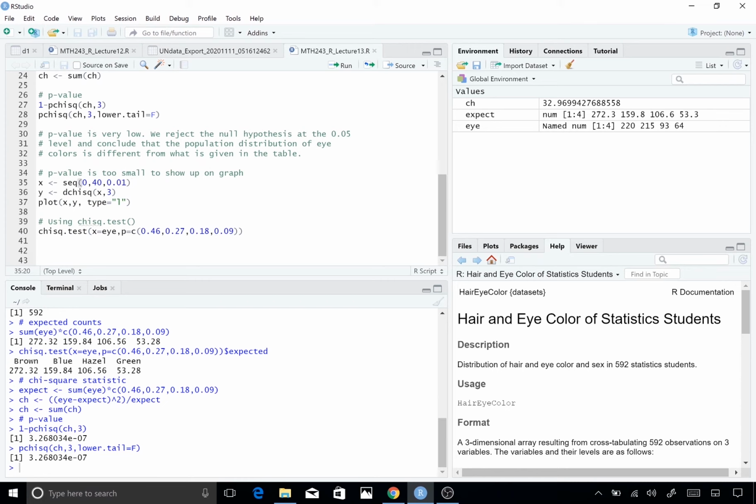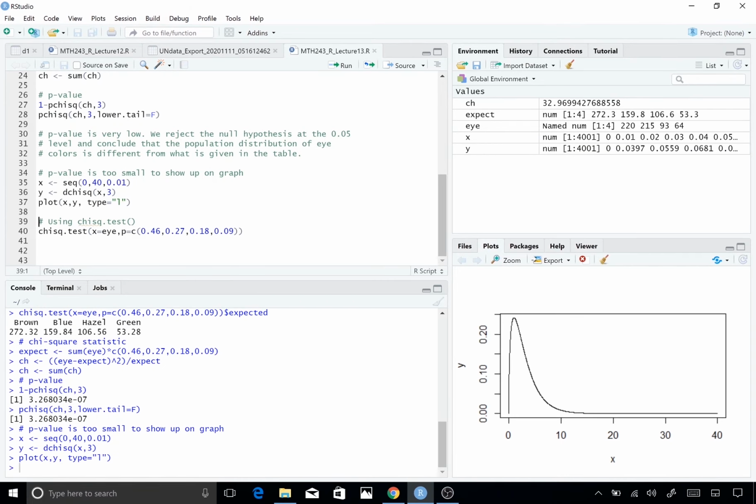The p-value is so small that I can't draw it on a chi-square curve. For a curve with 3 degrees of freedom, there's hardly any area left after about 15 or so, and our statistic landed way out at 32.97. These curves go on forever, so there's always some little bit of area ahead. In this case, the area is 3.268 times 10 to the negative 7. So it's very small.